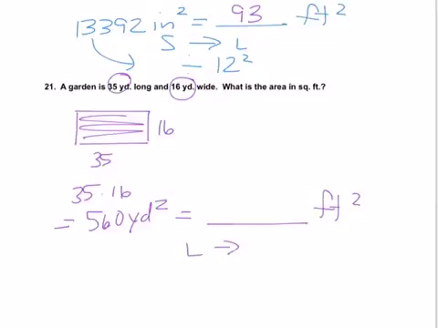So that's large to small. So I know if I'm going large to small, I am going to multiply. So 560 times, there are 3 feet in a yard, so 3 squared, and that would be 5,040 feet squared.